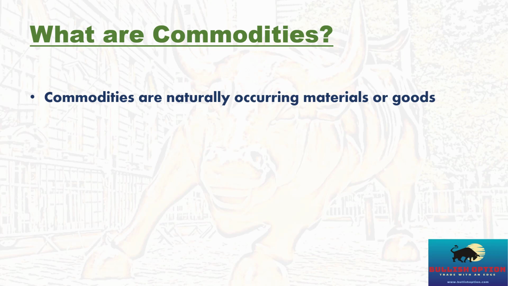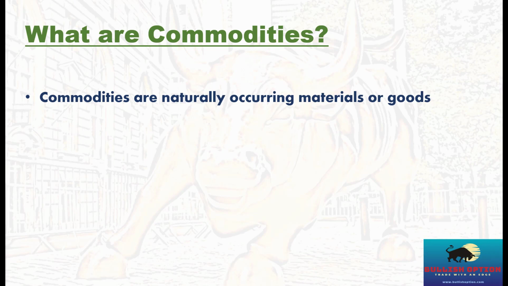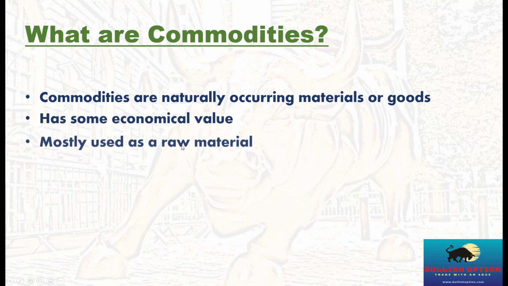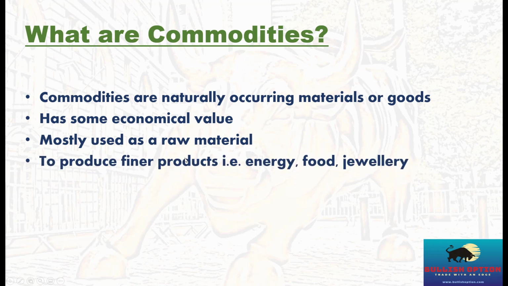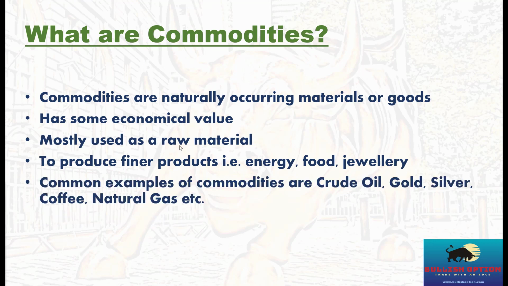So first things first, what are commodities? Commodities are naturally occurring material or goods which have some economic value, and it is mostly used as a raw material to produce some final product like energy, food, jewelry, etc. And the most common examples of commodities are crude oil, gold, silver, coffee, and natural gas.